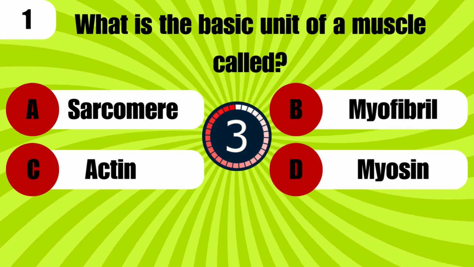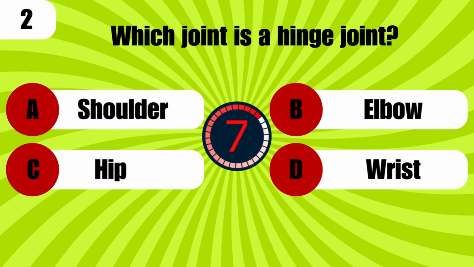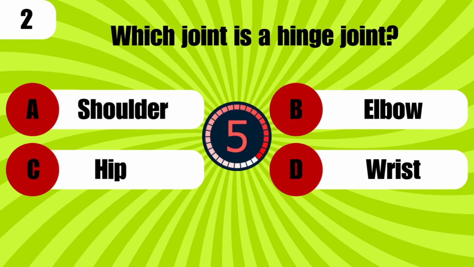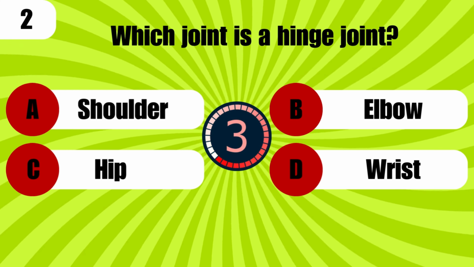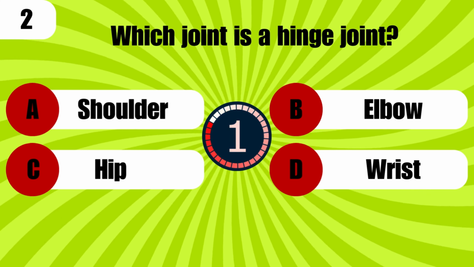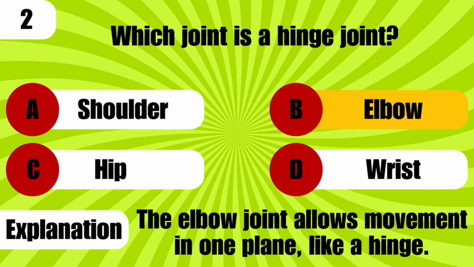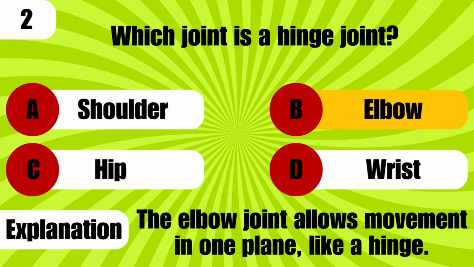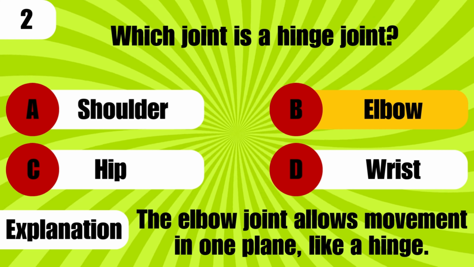Which joint is a hinge joint? Option A shoulder, option B elbow, option C hip, option D wrist. The right answer is elbow joint. The elbow joint allows movement in one plane like a hinge.